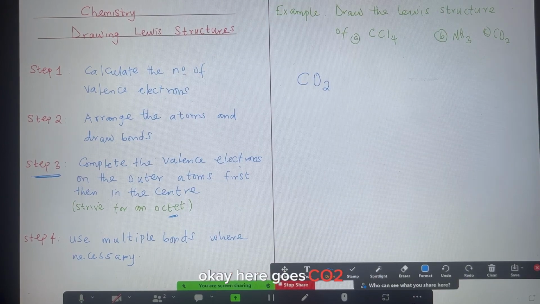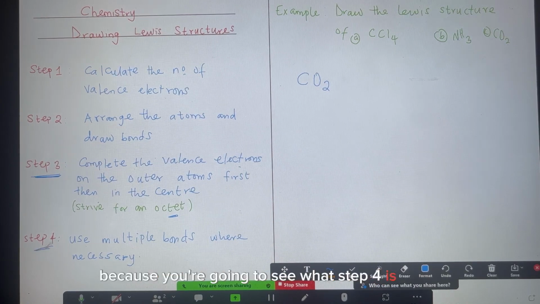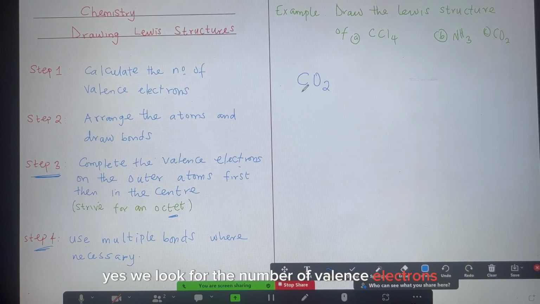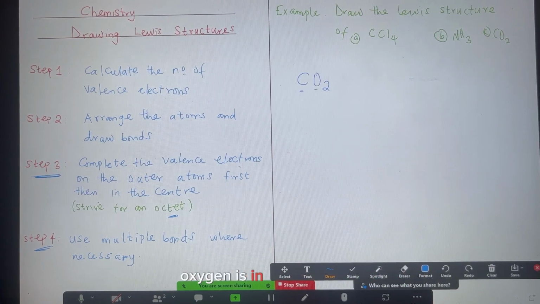Okay, here we go, CO2, and this one is really interesting because you're going to see what step 4 is about, using multiple bonds where necessary. Okay, so how do we start off? Yes, we look for the number of valence electrons. Carbon is 4, oxygen is in group 6 or 16, but eventually it has 6 valence electrons. So we have 4, and then we have 6 times 2, 12, plus 4, that's 16.